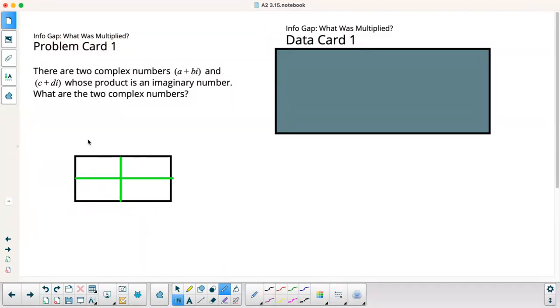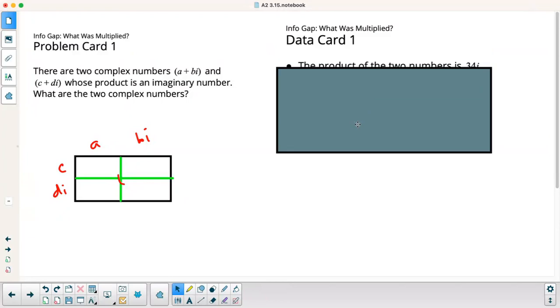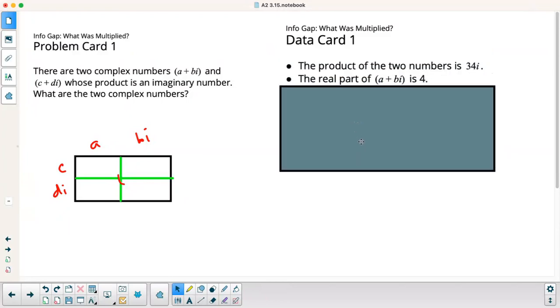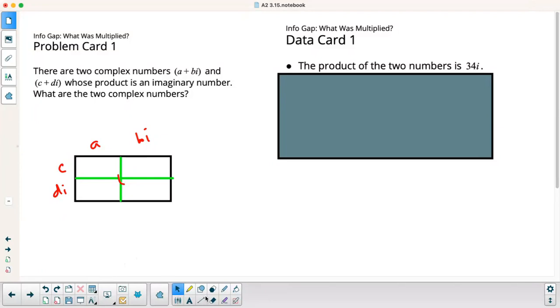You've got your a plus bi up here, and then you've got your c plus di here, and you're multiplying it out. Okay, so I would ask, do they give you a, b, c, or d? Do they give you the product? Let's start asking what pieces of info they have. So we're going to take a look here at what they give us. Okay, so the product of the two numbers is 34i. Oh, okay, so this whole thing here equals 34i.